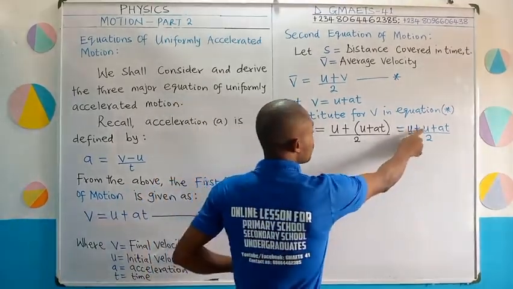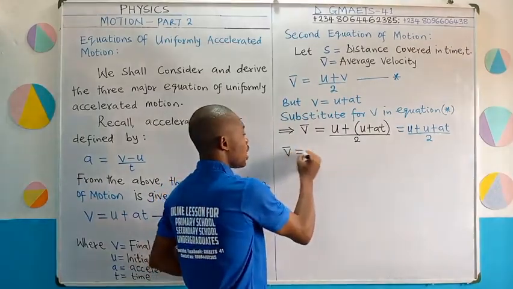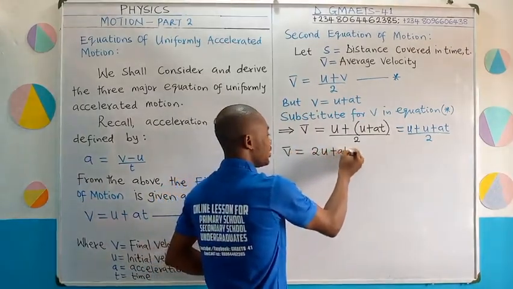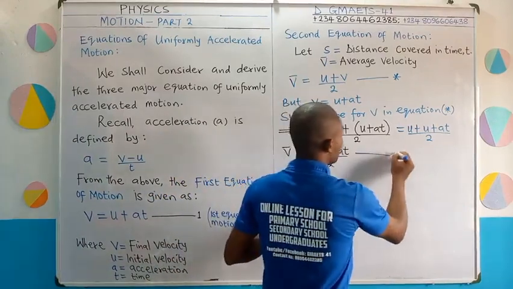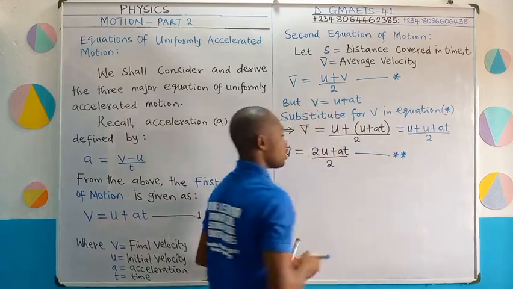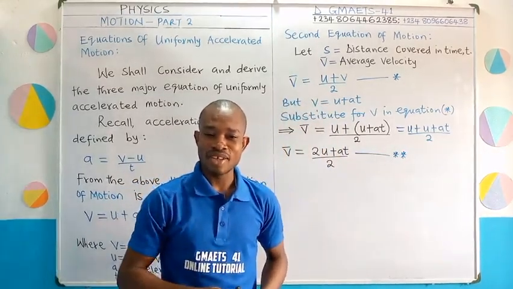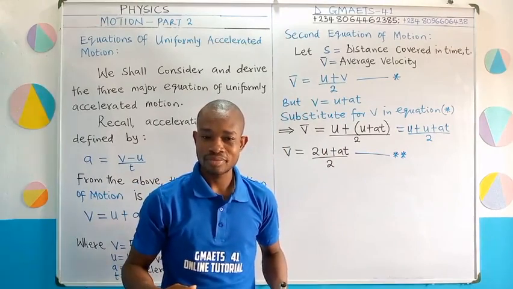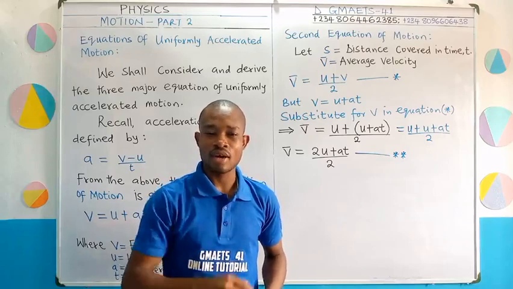If you add u plus u, you're going to get 2u. So that our average velocity will now be (2u + at)/2. I'm going to take this as equation star star, double star. This is another way you can write the average velocity of an object in motion. But my interest is to determine the distance covered.